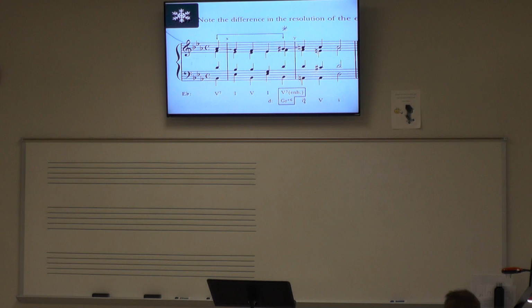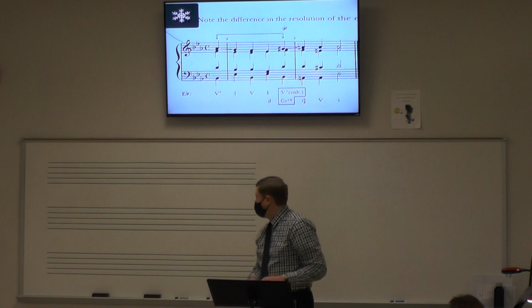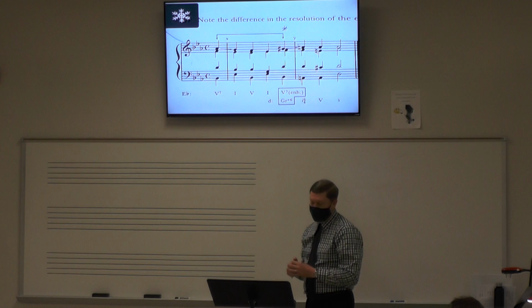Now, are D minor and E flat major closely related keys? No, because E flat major has two more flats in its key signature than D minor does. D minor has one flat, E flat major has three flats in its key signature.